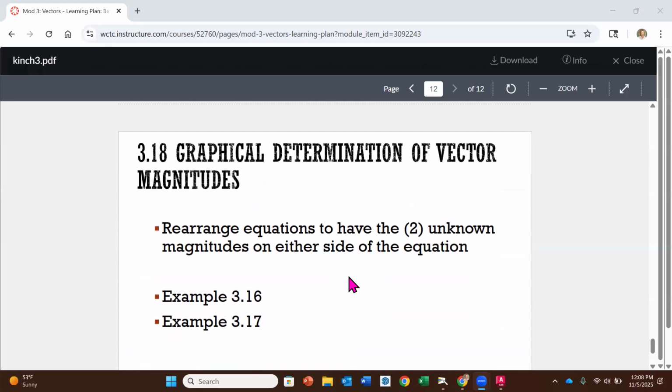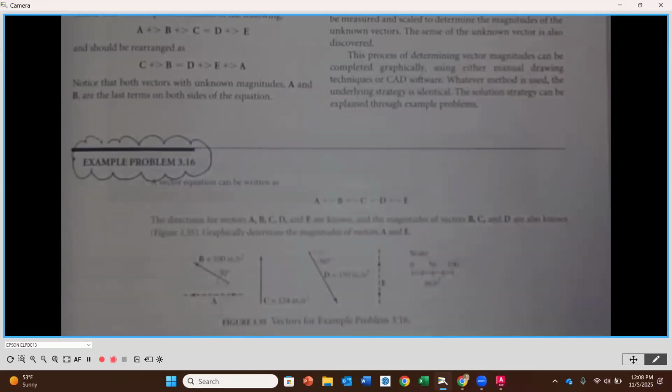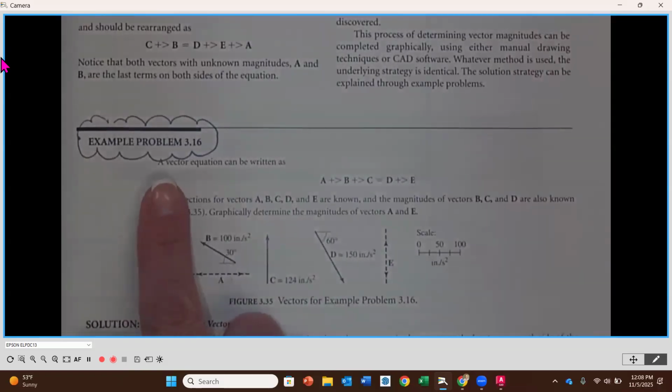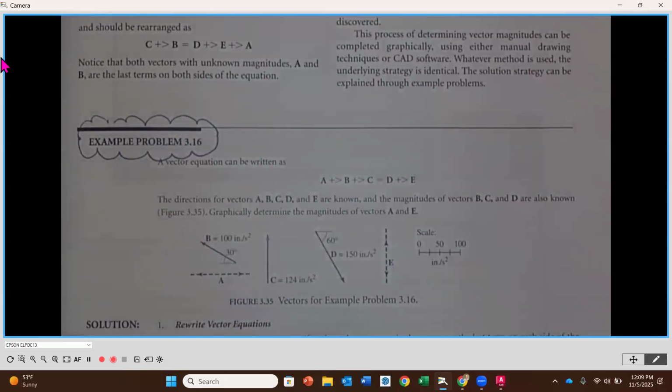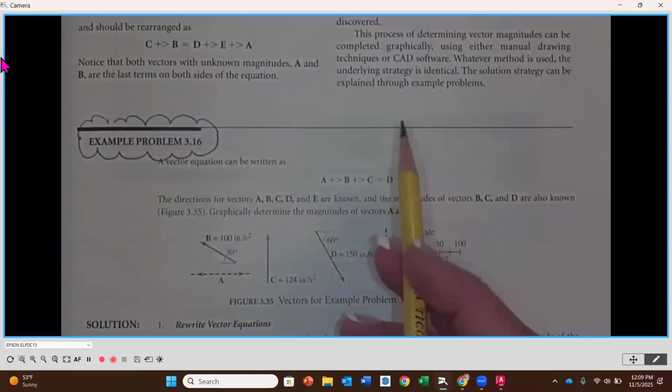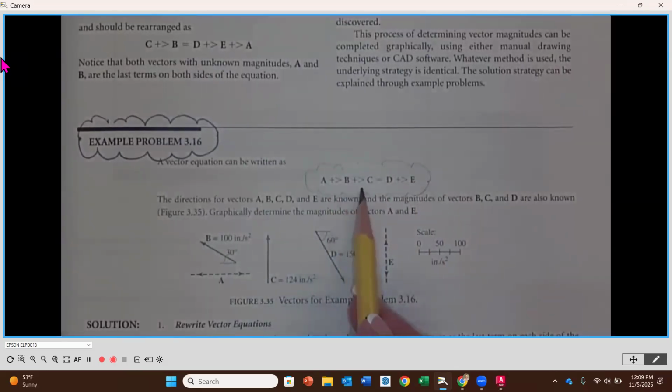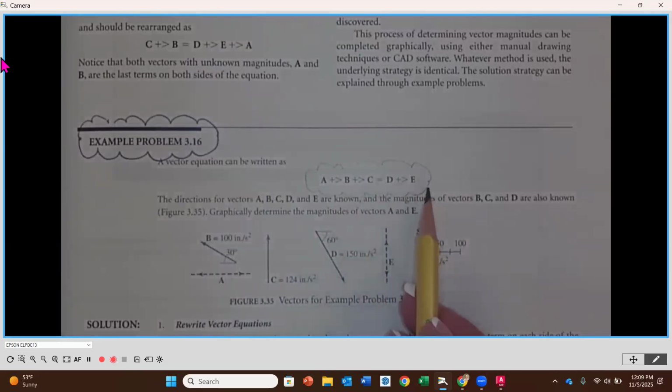And this is where we're going to be using the application of vector equations graphically, okay? So let's take a peek underneath our book here. And I'm going to jump right into example 316 because this is going to make a little bit more sense as we talk about things if we have vectors to actually reference. So as we can see here for example 316, we have a vector equation, all right? And our vector equation is right here. It's saying vector A plus B plus C is equal to D plus E, okay?